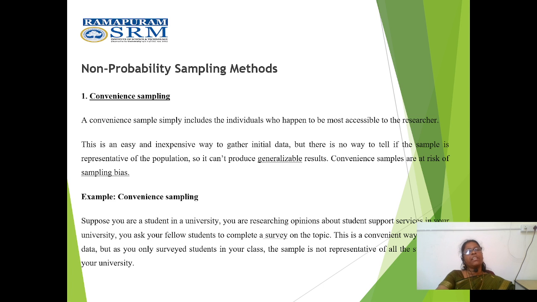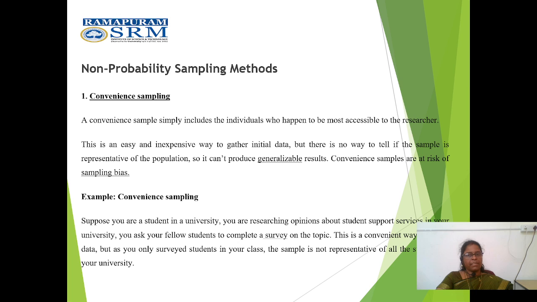Next, we are moving on to non-probability sampling methods. First one, convenience sampling. A convenience sample simply includes the individuals who happen to be most accessible to the researcher. This is an easy and inexpensive way to gather initial data.